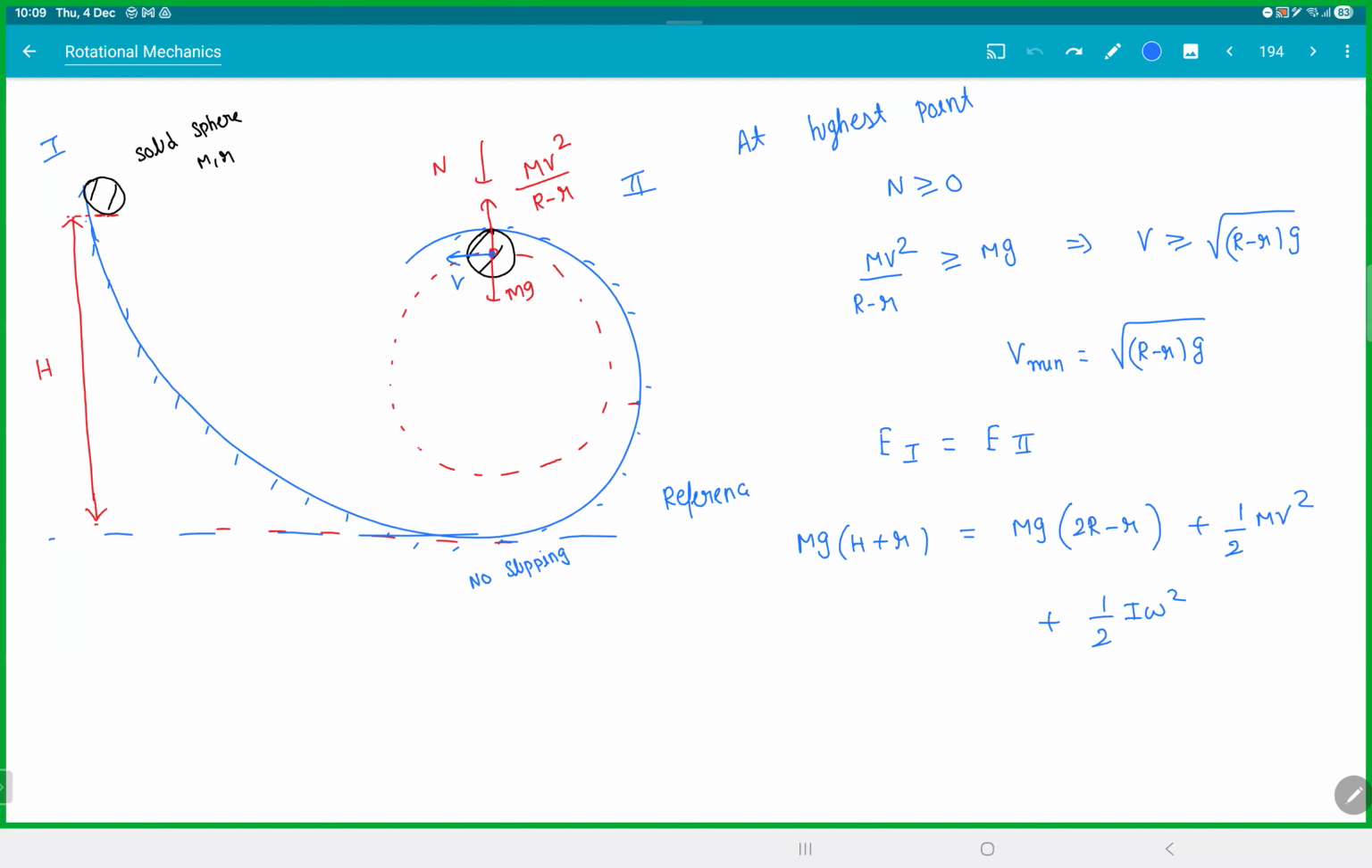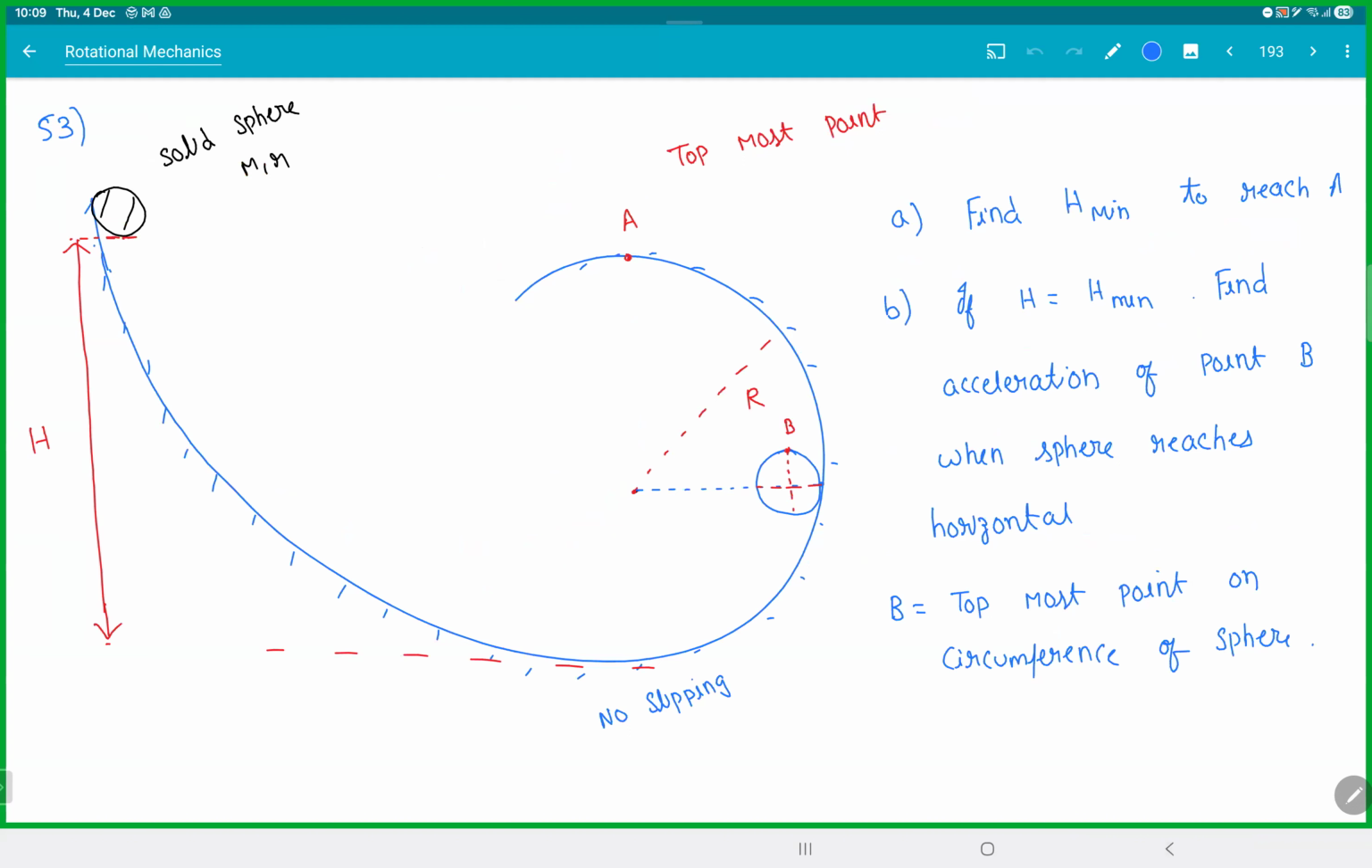This is still a decent question. This won't be the actual advanced question though. If it's an advanced paragraph, this will be the first part. The second question is the actual thing. Now, when you're releasing the ball from h minimum, when it reaches the horizontal position, remember this ball is spinning and going up. So when the ball reaches the horizontal position, B is the topmost point on the sphere. I want the acceleration of that point. It's a pretty good one.